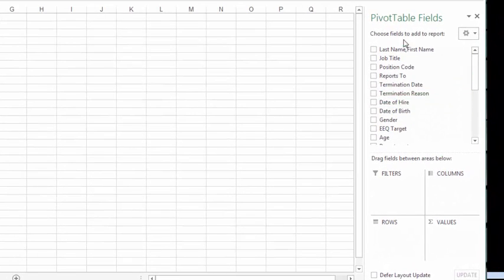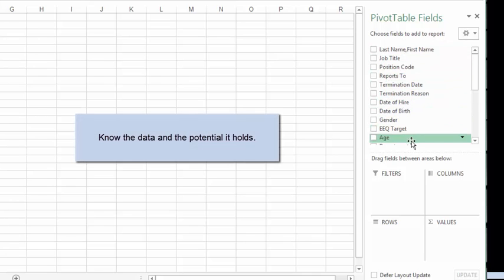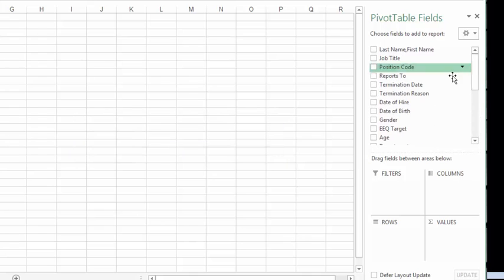On the right hand side, you've got all the different columns that are listed. So step 1, obviously, is to become familiar with what each column means. And if you're working with this data on a daily basis, you know what position code is, you know what termination date is, and so on. And then you've got your 4 boxes down here. So the idea is we're going to drag and drop one of these items into one of these boxes.